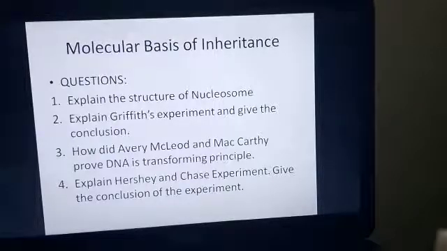Next is how did Avery, MacLeod and McCarty prove DNA is the transforming principle. So this also you can represent with the help of a diagram. So practice the diagram for this answer.